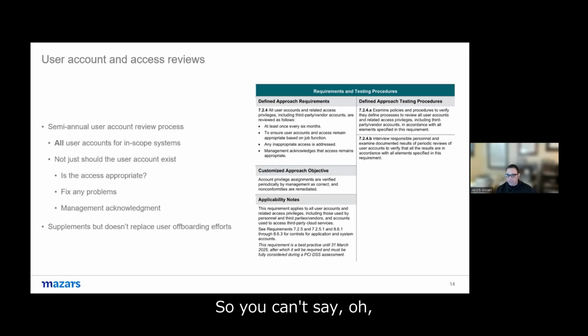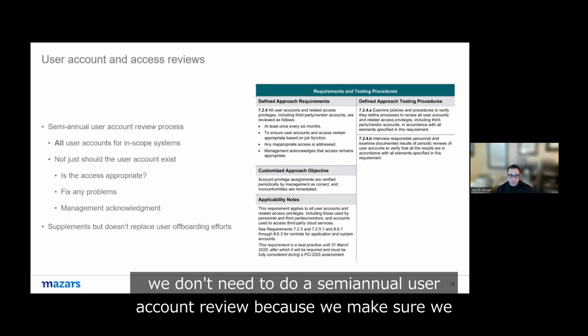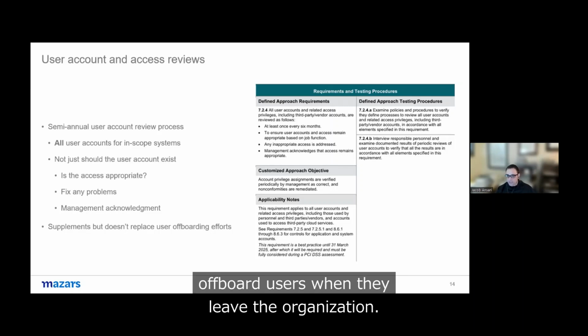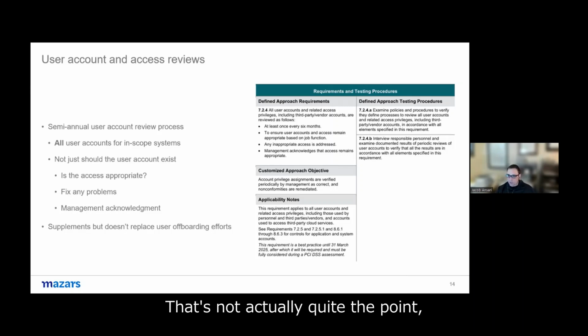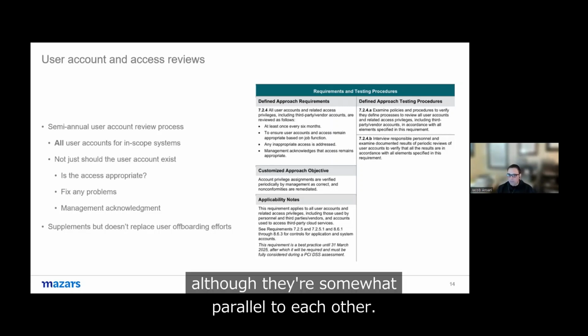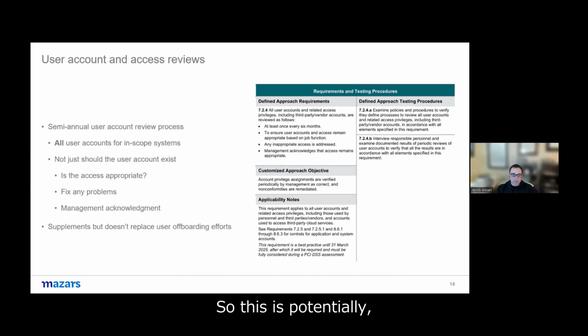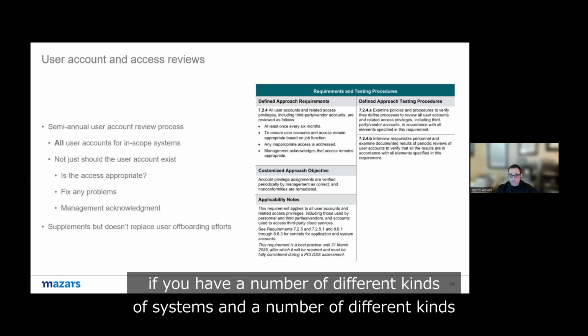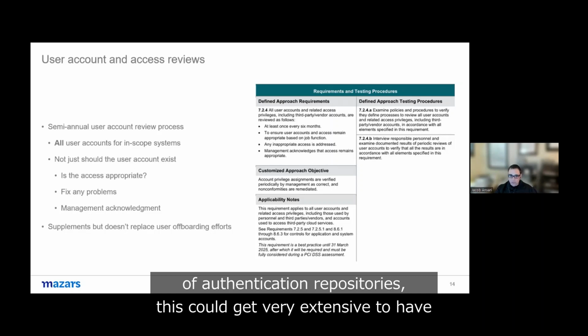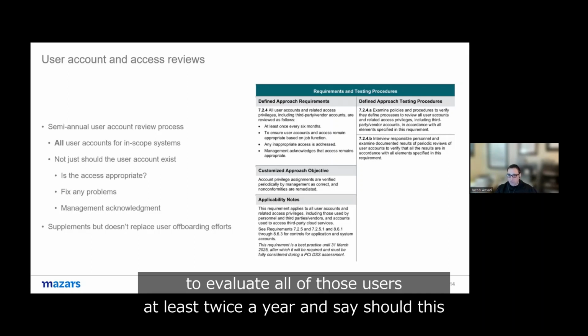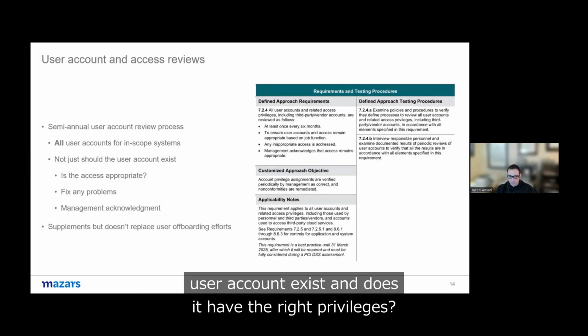So you can't say, oh, we don't need to do a semi-annual user account review because we make sure we offboard users when they leave the organization. That's not actually quite the point, although they're somewhat parallel to each other. So this is potentially, if you have a number of different kinds of systems and a number of different kinds of authentication repositories, this could get very extensive to have to evaluate all of those users at least twice a year and say, should this user account exist and does it have the right privileges?